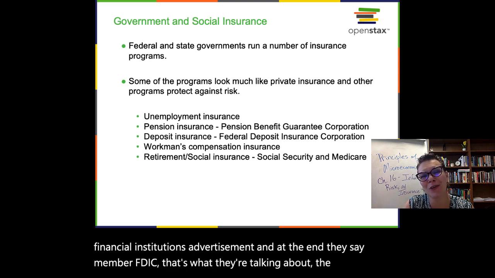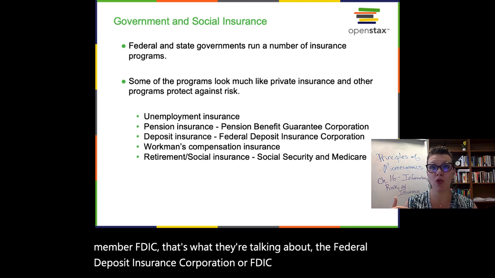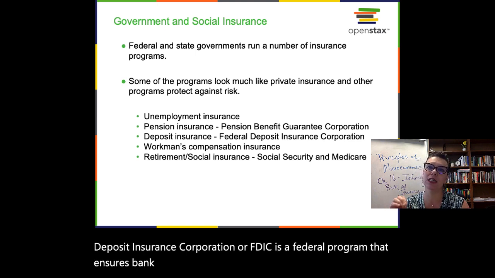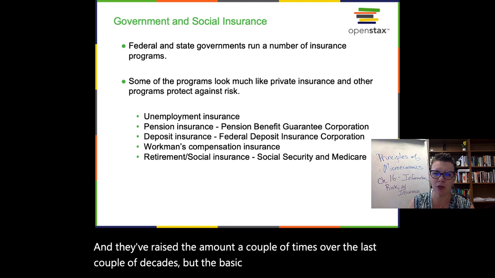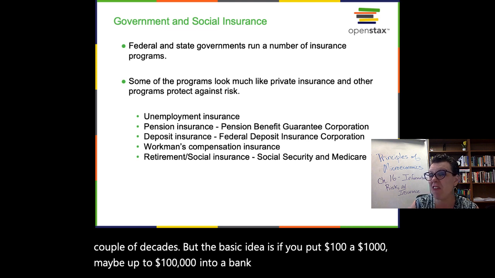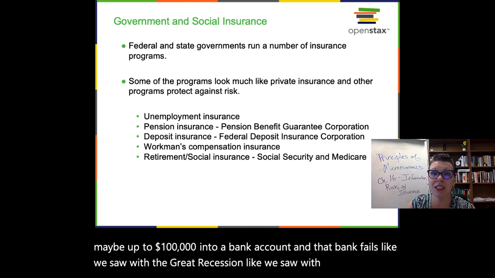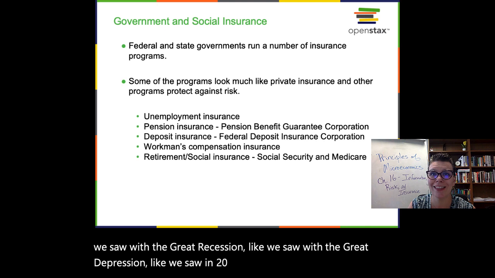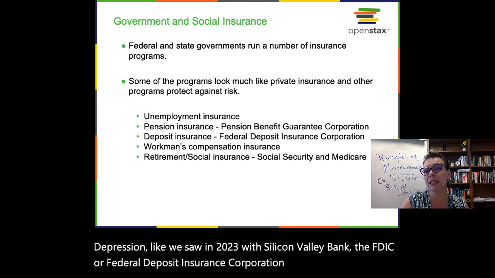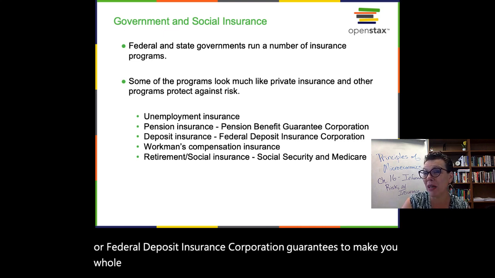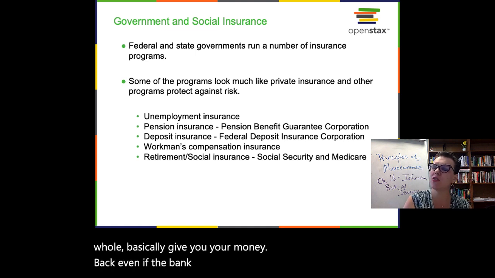The Federal Deposit Insurance Corporation, or FDIC, is a federal program that insures bank deposits up until a certain amount. And they've raised the amount a couple of times over the last couple of decades, but the basic idea is if you put $100, $1,000, maybe up to $100,000 into a bank account and that bank fails, like we saw with the Great Recession, like we saw with the Great Depression, like we saw in 2023 with Silicon Valley Bank, the FDIC guarantees to make you whole, basically give you your money back, even if the bank lost it. So that's another example of insurance that's provided by the government.